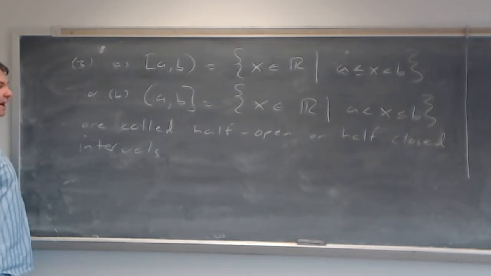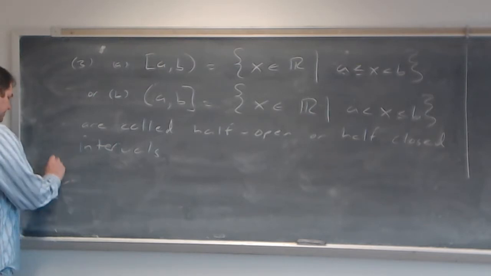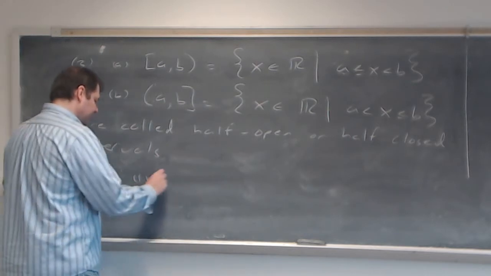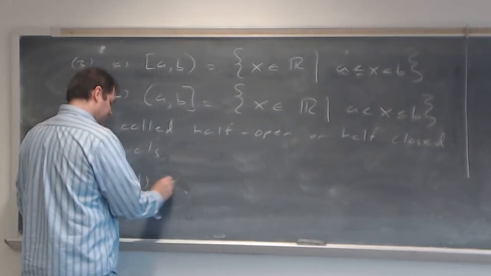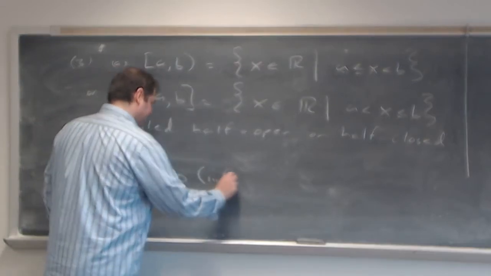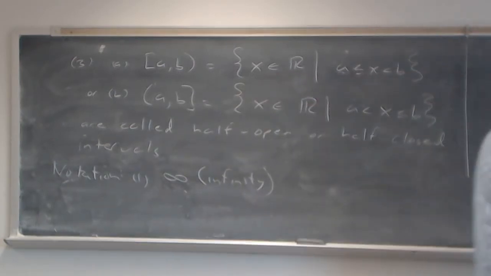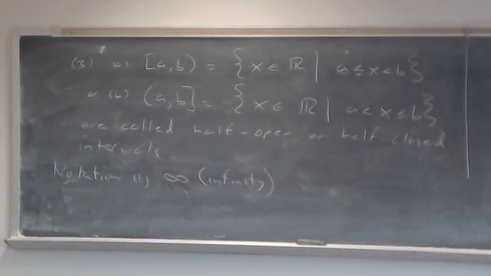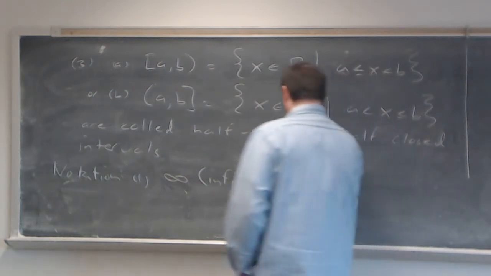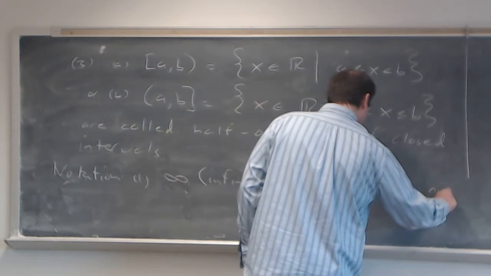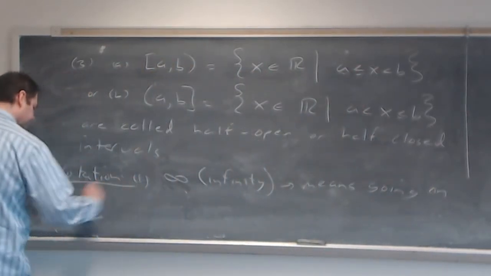Before I get to unbounded intervals, let's make some notational remarks. First notational remark I'm going to make is this symbol right here. I'm sure everybody's familiar with it. Infinity. This means going on in a positive direction. It's not a number. It means going on in a positive direction without bounds.